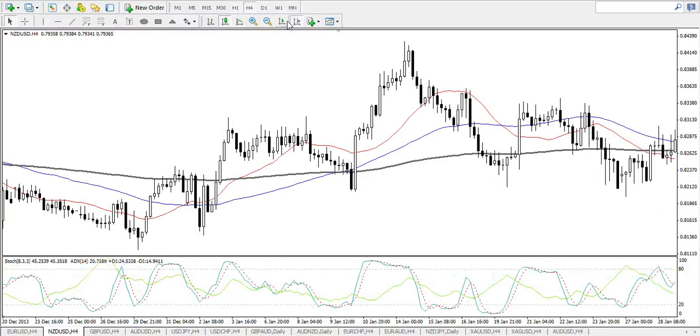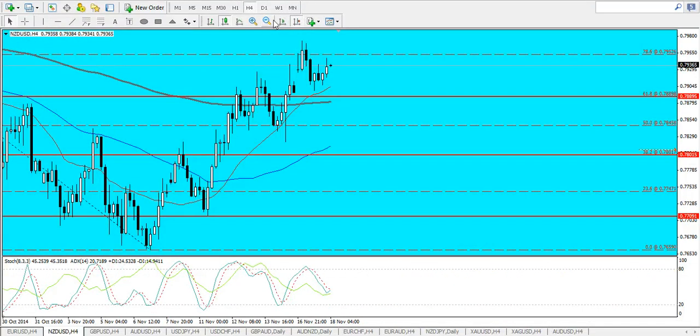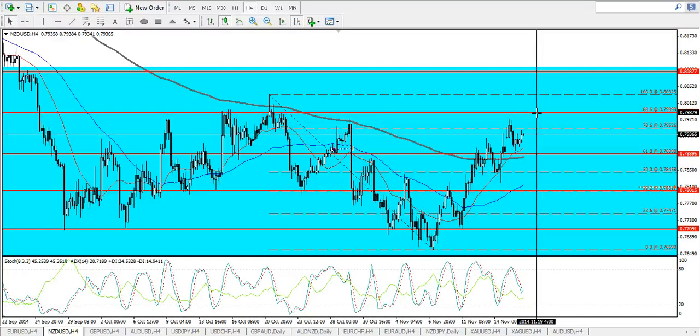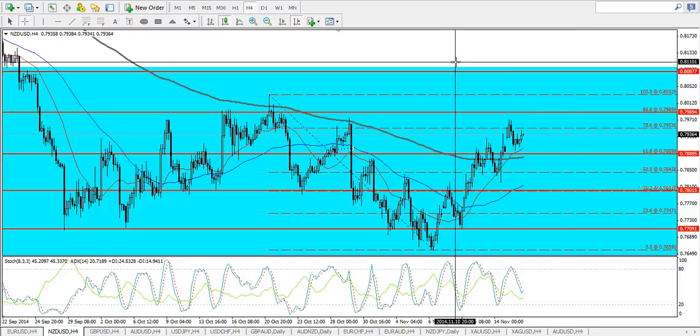Right, so just back to the 4 hourly chart. If you would like to go for the major trend, then we can wait for it to first reach the first level at 88.6%, price of 0.7989, followed by 0.8087.